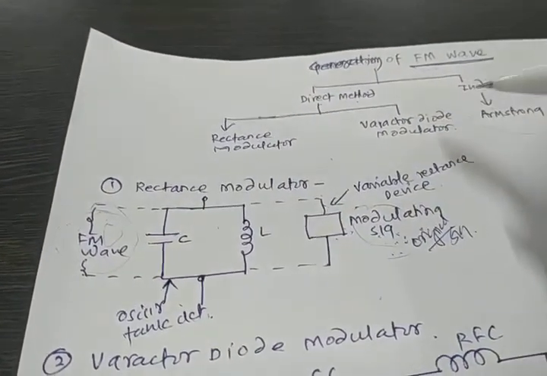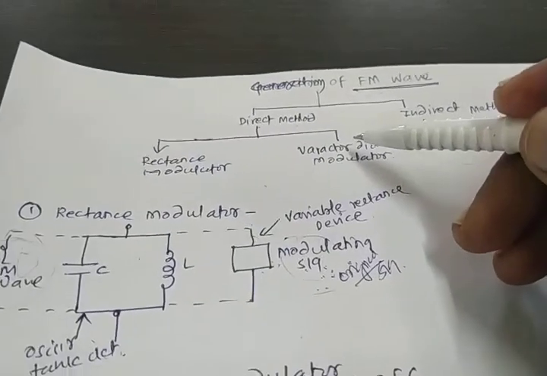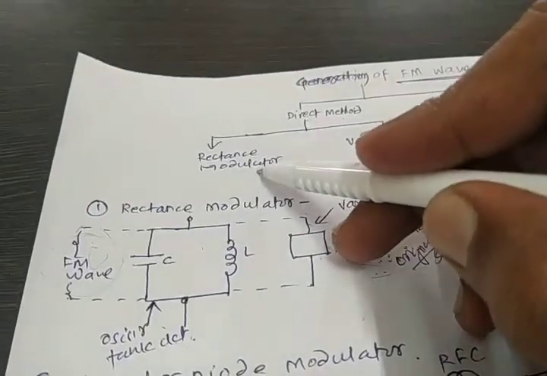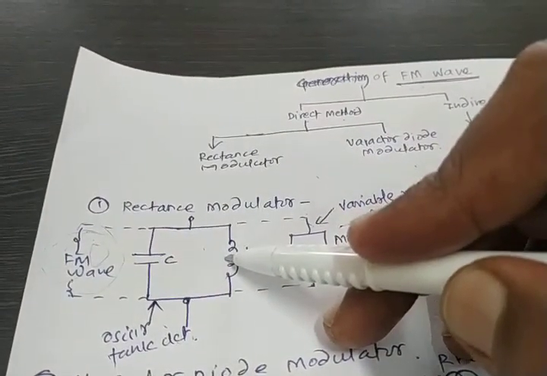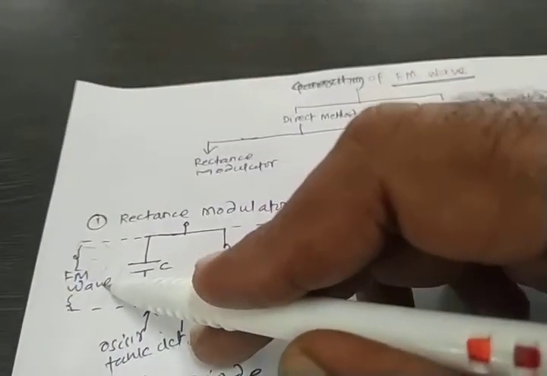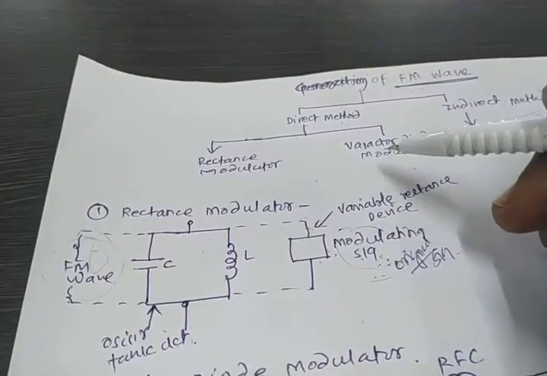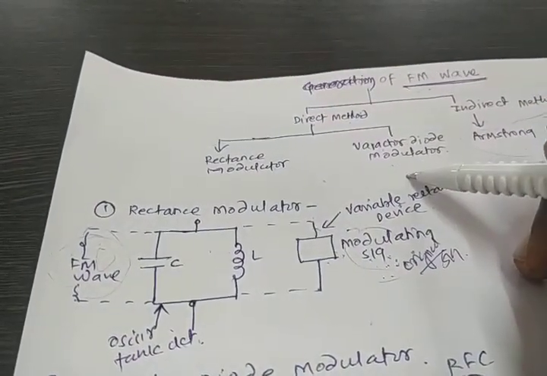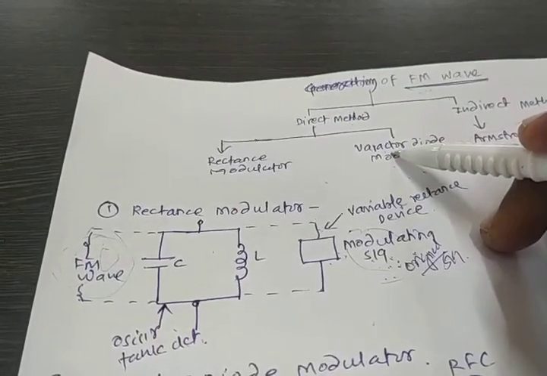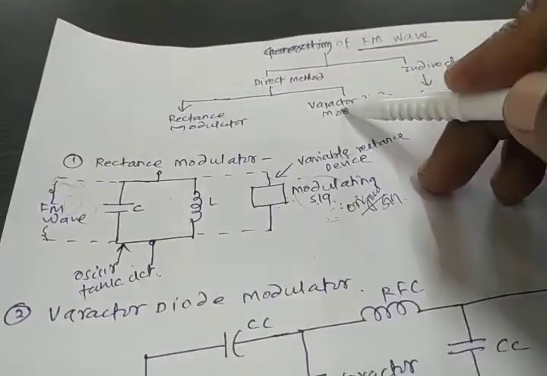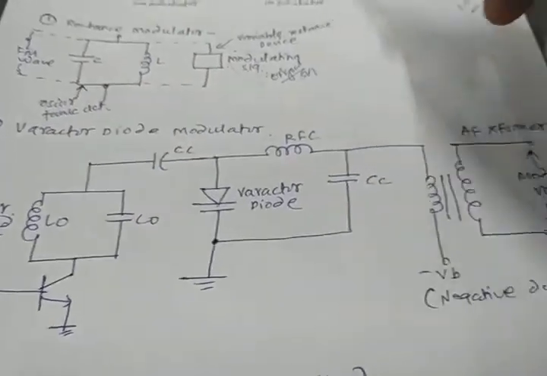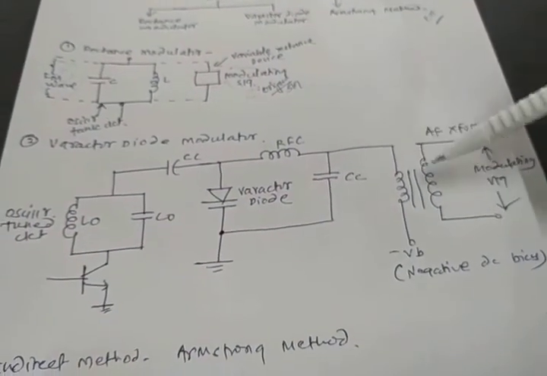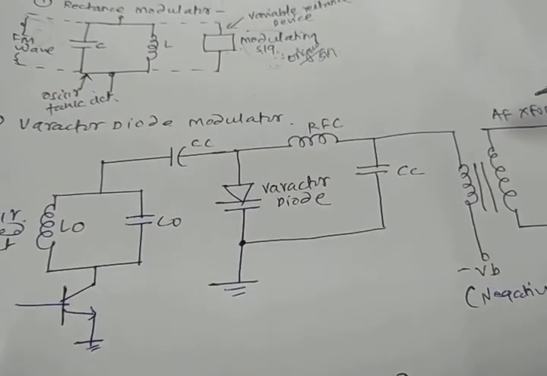The next method is called the varactor diode modulator. Just like in the first method, where we used the reactance modulator circuit for generating the FM wave, the other method uses a diode called the varactor diode. By using this varactor diode, we can generate the FM signal. On your screen you can observe the circuit of the varactor diode modulator.